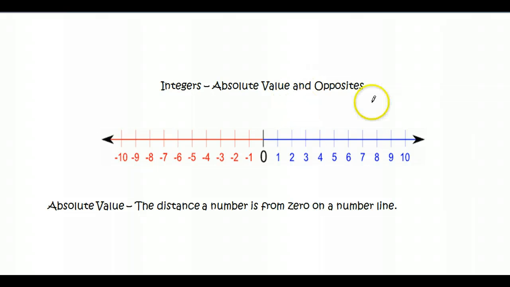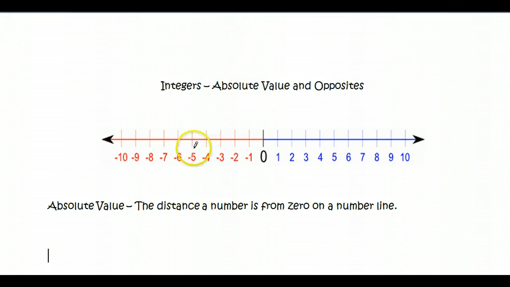So if I wanted to find, let's say, the absolute value of 7, I would count how far 7 is away from zero on the number line. 1, 2, 3, 4, 5, 6, 7. The absolute value of 7 is 7.